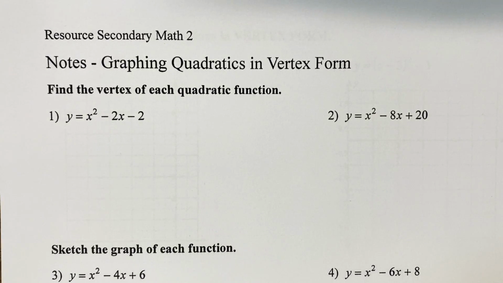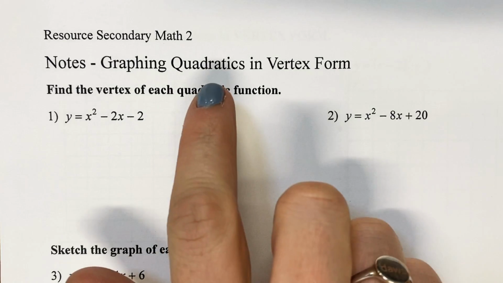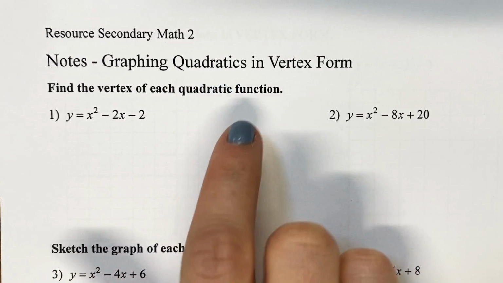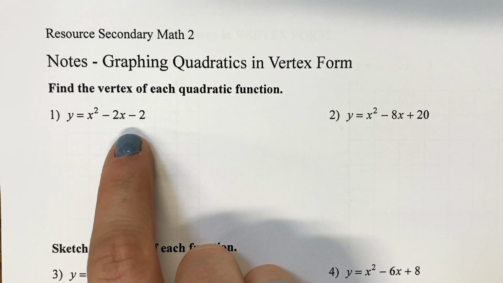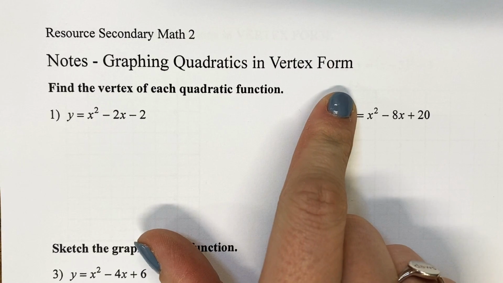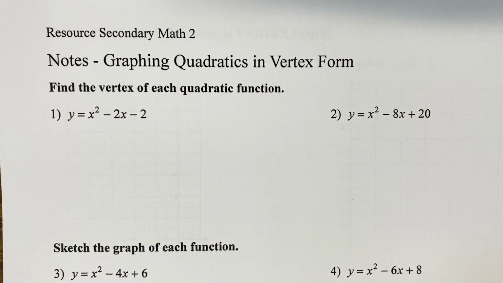All right, my secondary math 2 class, we are going to be continuing to talk about graphing quadratics. Up to this point, we've only graphed them in what's called standard form. It looks like this. Well, today we're going to be talking about a different form. It's called vertex form, and it's actually a lot nicer. We did the hard part first.